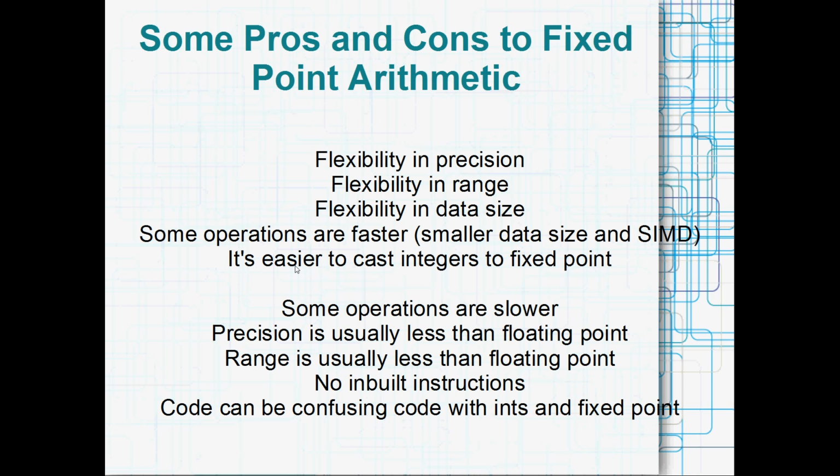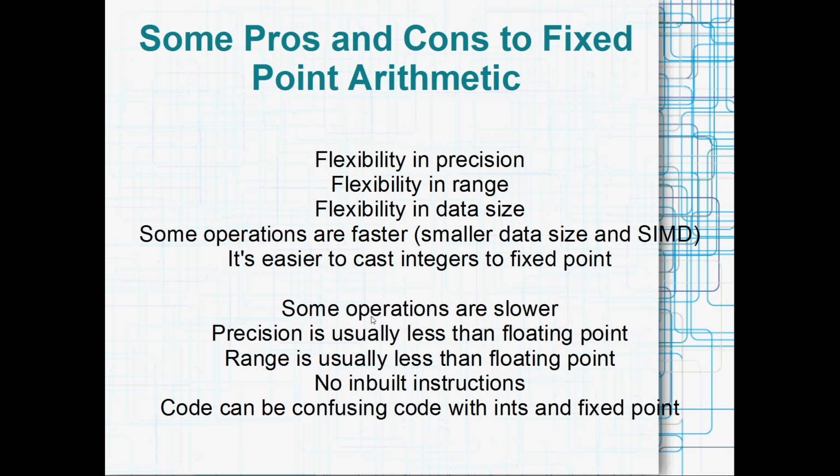The other thing about fixed point arithmetic is that it's easier to do several operations. Casting to and from integers is really easy, and so is grabbing the fractional part. If you're dealing with floating point numbers, grabbing the fractional part can be a little tricky or a little time consuming, I would say. But it's really easy with fixed point.